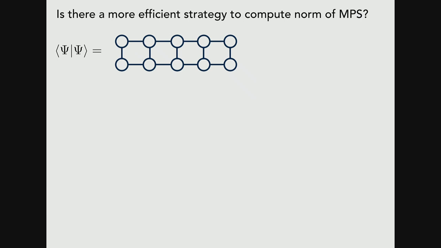If you have a matrix product state form of the wave function, is there some more efficient thing you can do besides just summing over all the physical legs? Here, I've written 5 of them. So instead of doing all 2^5 terms one after another, is there a better thing you can do? By the way, you could do it that way.